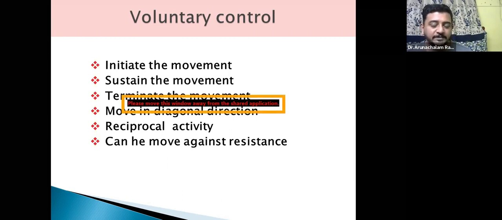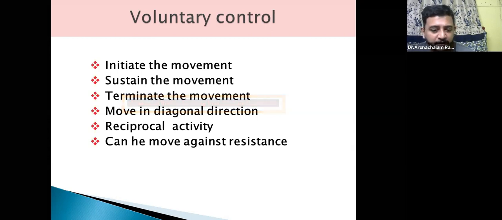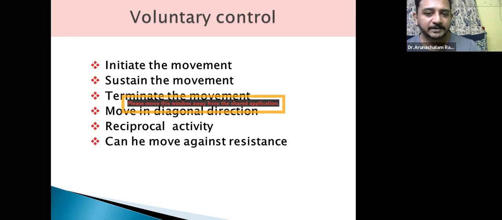So you can test the three muscle activity types of muscle contraction by asking the patient to initiate, sustain, and terminate the movement. If you want to go for some more advanced things, you can ask the patient to move in diagonal patterns reciprocally, like supination and pronation continuously, opposite direction movements, and whether the patient is able to move against resistance. That is not a resistance given by the therapist, but a resistance offered in terms of an object or against gravity or something like that.